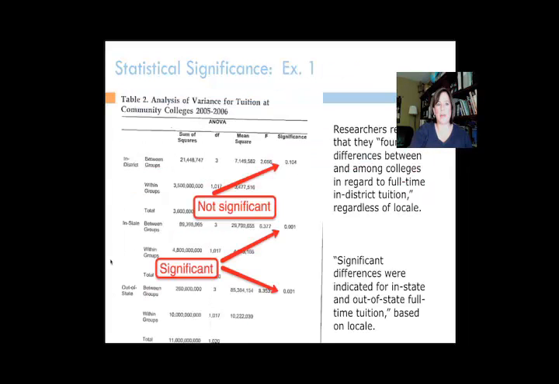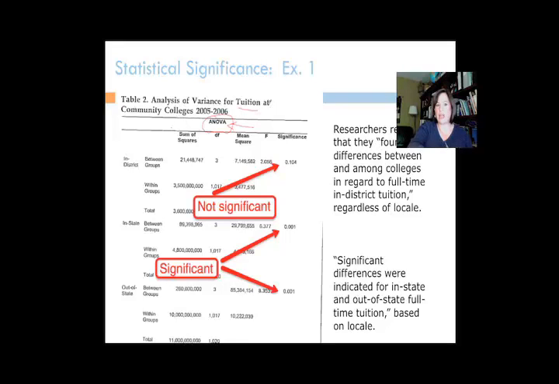Here's one example. Here is a table from a journal article reporting the significance levels of variables after running this analysis. ANOVA stands for Analysis of Variance. And what the researcher is looking at is the variance in tuition at different community colleges.